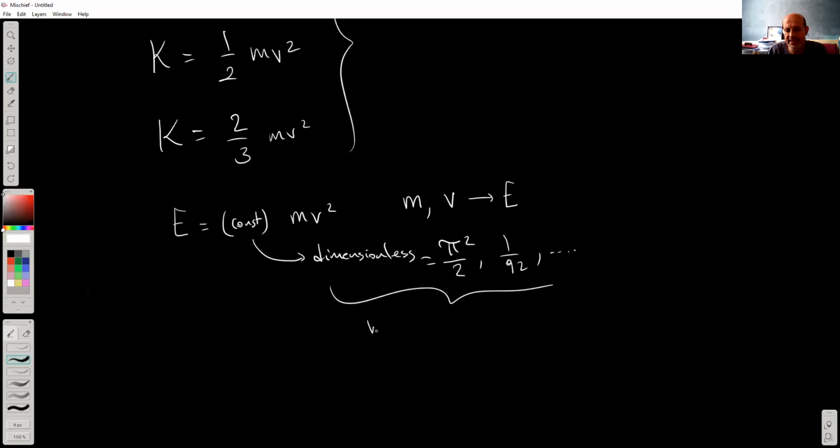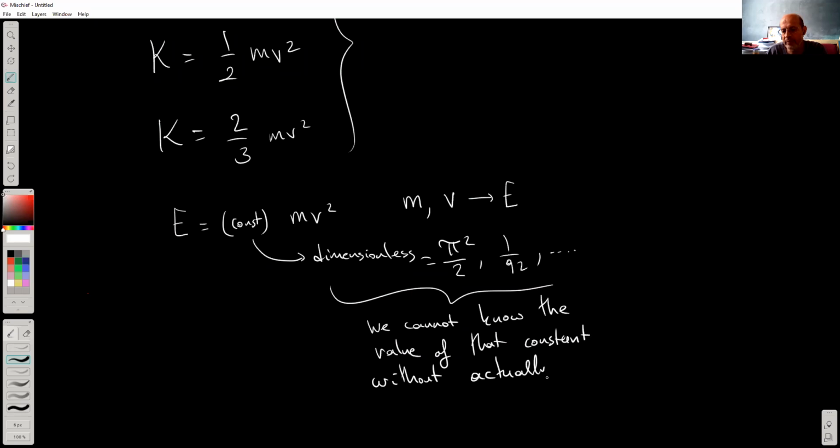So let's say it like this. We cannot know the value of that constant without actually deriving the formula. Without deriving the formula, we cannot know what that coefficient should be. It can be anything, but we know that it is dimensionless. But what we know, without deriving the formula, is this.